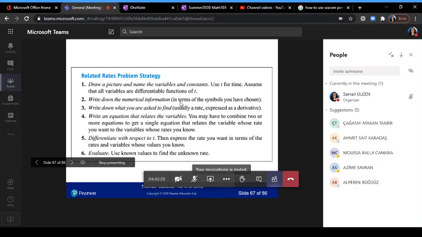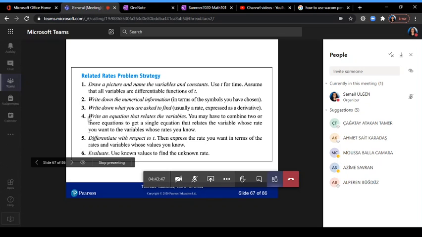Of course they don't write it in symbols. You are going to write it in symbols. Write down what you're asked to find. Are they asking dy/dt? Are they asking something else? What type of rate are they asking? Just write it down in terms of symbols as well. And then we are going to write an equation that relates the variables.